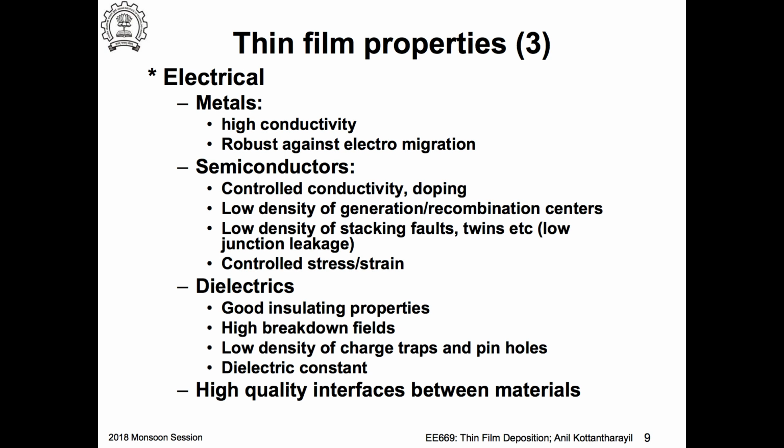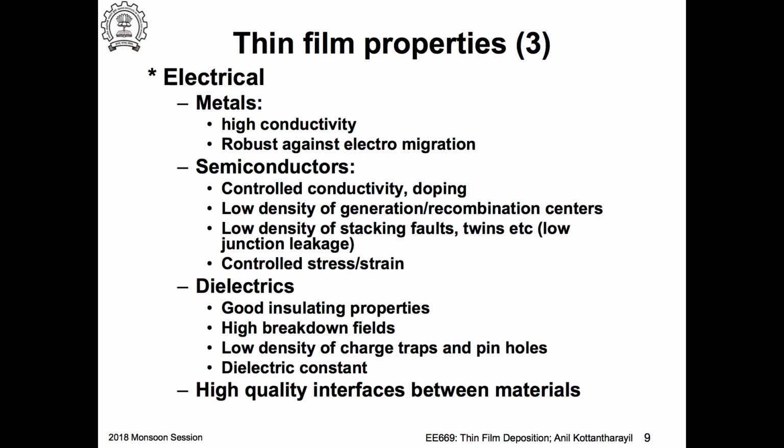Semiconductors, very important, controlled conductivity. So we want to control the doping level. Low density of generation recombination centers, so low density of stacking faults, twins, etc., for low junction leakage and high breakdown voltage. Controlled stress and strain in these films.